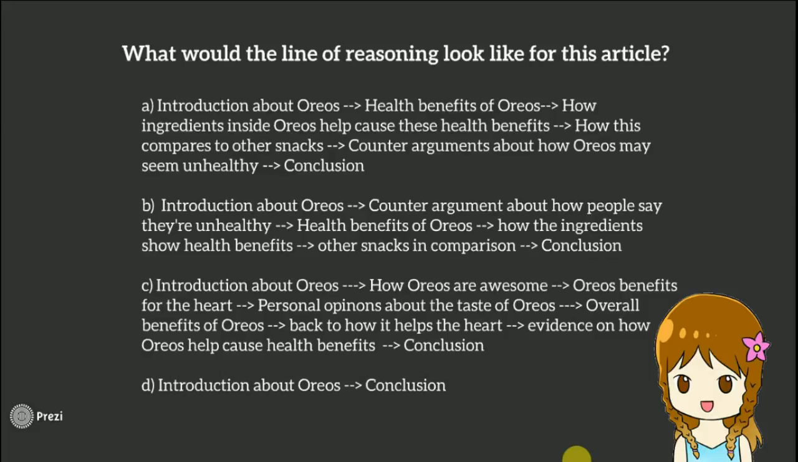So, if you chose A, then you are correct. However, if you chose B, then you are also correct. Both of these answers are fine since they provide a clear flow or logic that helps the readers understand the author's argument. C isn't the correct answer since it includes a lot of personal opinions as well as jumping between topics that makes it hard for readers to understand and connect the new information that they're given.